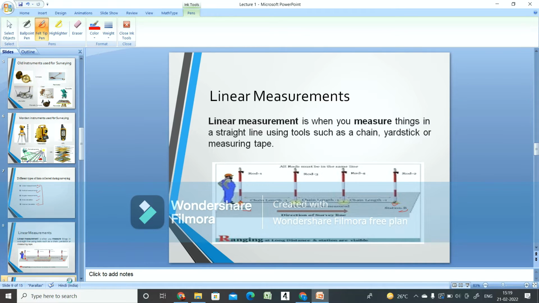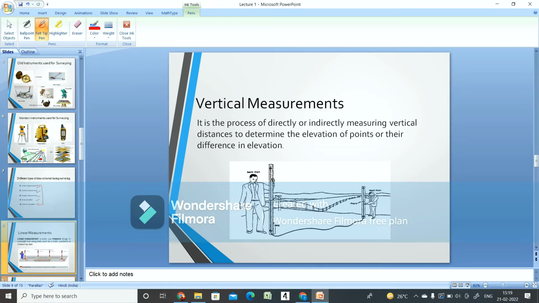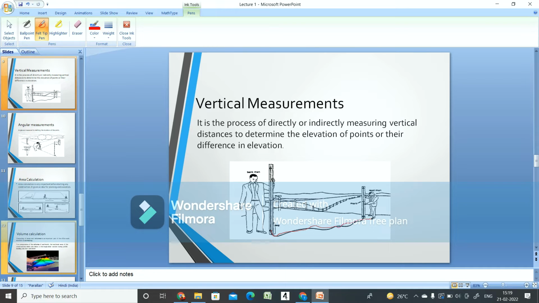Okay. Now next one is vertical measurement. What is vertical measurement? Basically, it is the process of directly or indirectly measuring vertical distances to determine the elevation of points, or the difference in elevations. Like you can see here, there is a ground with such a profile. This point is at a lower elevation and this point is at a higher elevation. Suppose this is point A and this is point B. The elevations of A and B are determined with the help of some benchmark. That we will discuss in detail in the coming classes.